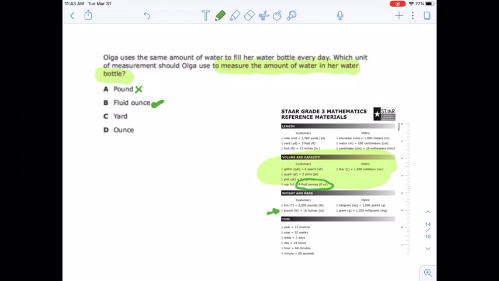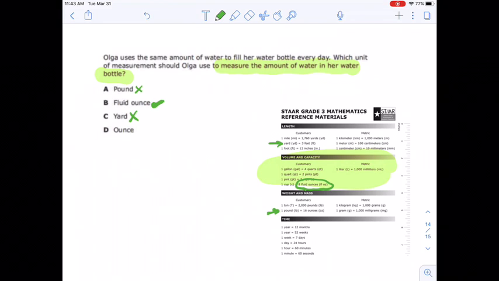Yards. Where are yards on your reference sheet? Would we use the measurement of a yard to tell how much something holds? Well, let's look at it. Here's a yard. It's in the length section. Does the length of something tell us how much water it holds? It doesn't. So it wouldn't make sense to measure her water bottle in yards. It also doesn't make sense because a yard is 3 feet. That has nothing to do with how much water would go in her container. So a yard would not help us.